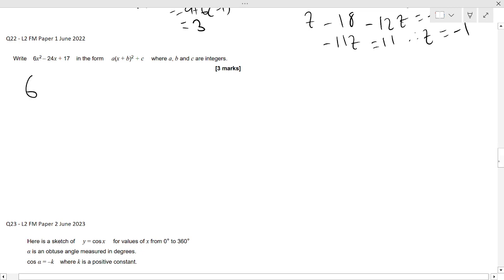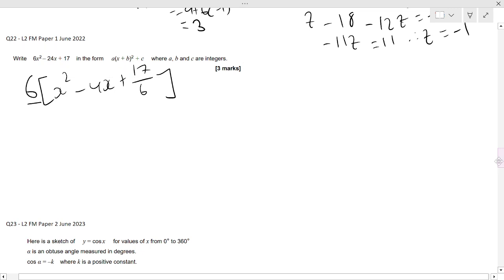Well, just factor 6 out. And then it just becomes a single x squared. So it's going to be 6 lots of x squared minus 24 divided by 6 is minus 4x, and then 17 over 6. Well, 17 divided by 6 isn't a nice fraction, so we just leave it as that. Because if you divide everything inside here by 6, then if you times by 6 afterwards, you get the original quadratic back.